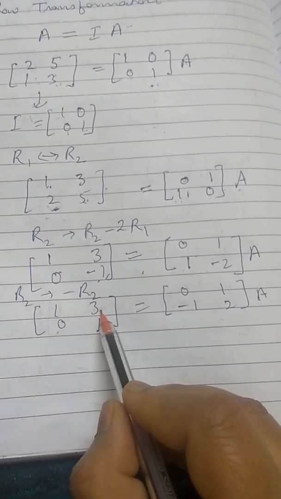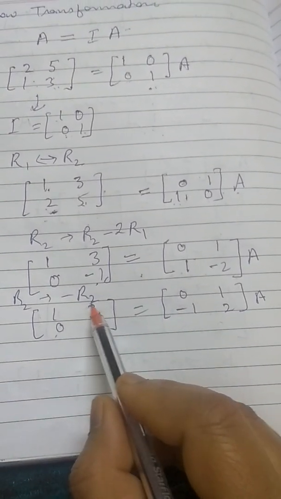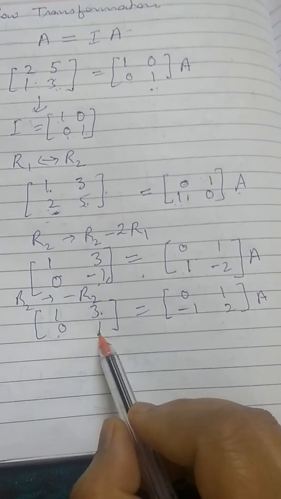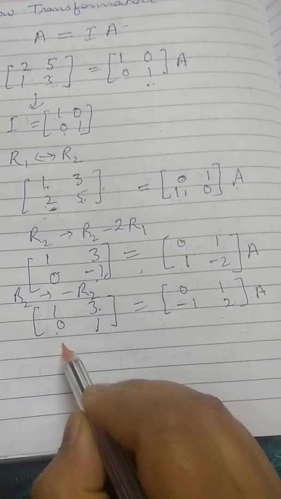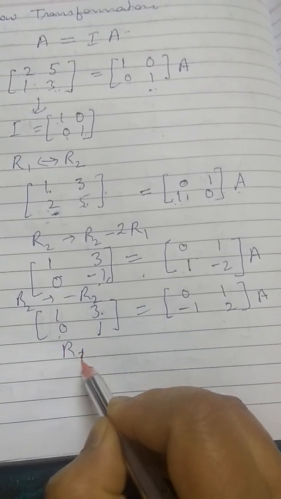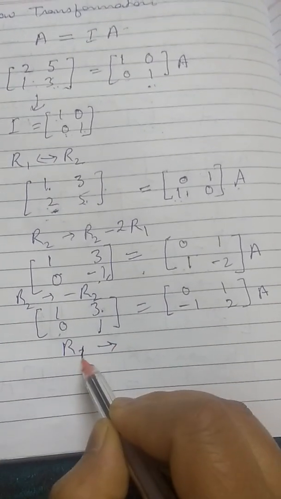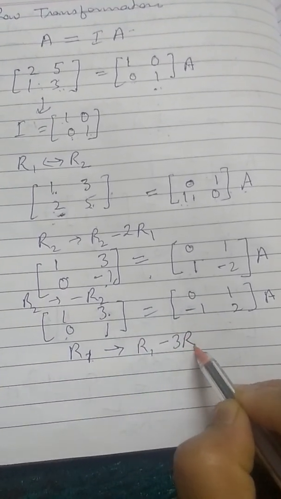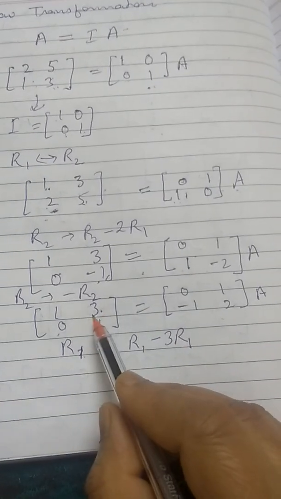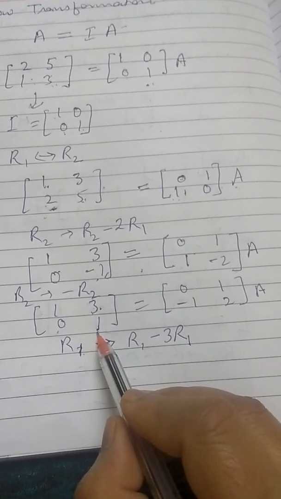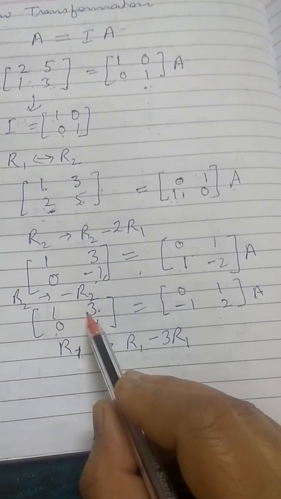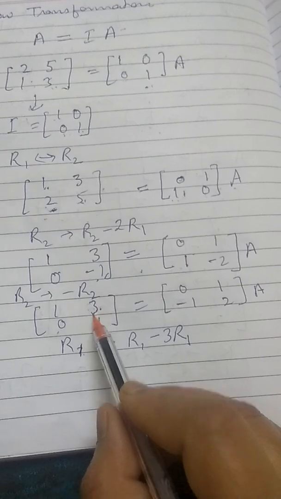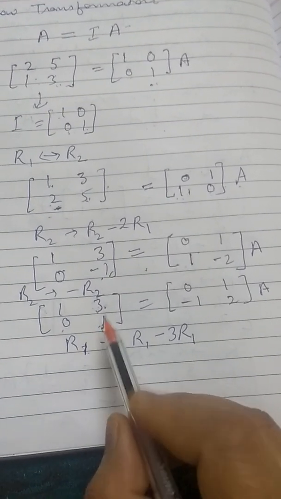Now the turn is 3. This 3 we have to convert into 0. To convert into 0, we have to use this second row. That means in R1, we have to change the first row. Therefore, R1 minus 3 times R2. Here plus 3 is there, therefore we have to multiply by minus 3. If there is minus 3, then we have to multiply by plus 3. But here plus 3, we have to multiply it by minus 3.